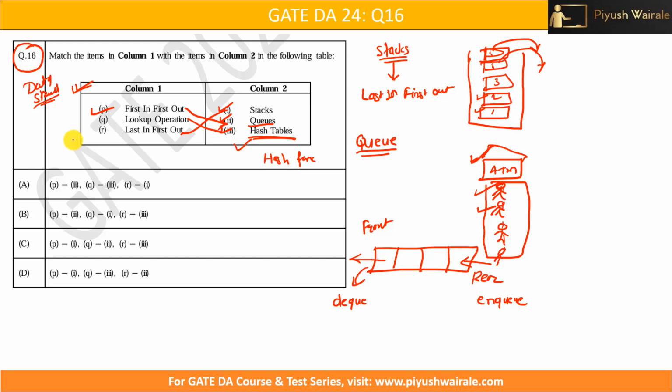So in this question, first in, first out, that is P, is basically a queue. So P to 2. Q is basically a 3, so Q to 3, and R is basically a 1. Last in, first out is basically a stack. So option A is correct here. A simple question for 1 mark.